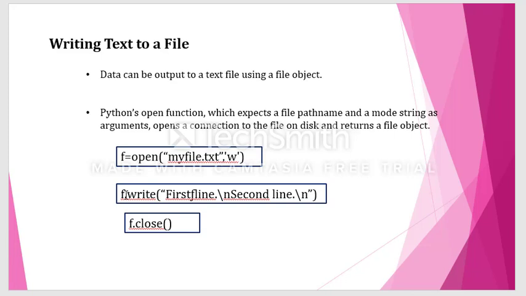Next, f.write. This is the function with which we write something into the file. What I want to write is first line, then I am using \n, then again second line, then again \n. So when I open myfile.txt and see the contents of the file, I'll get first line, and in the next line I'll get second line. That is what I am trying to write in myfile.txt.